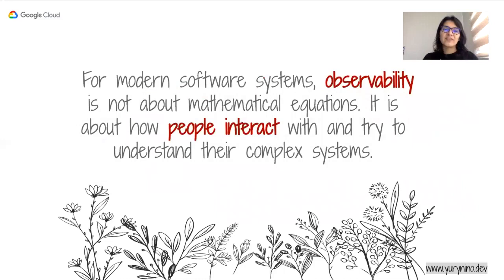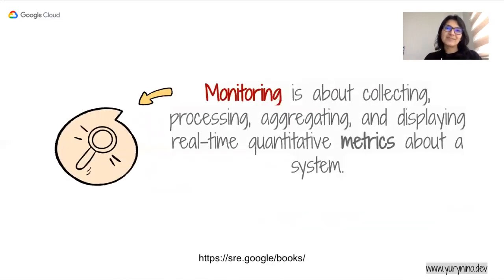Here, another important definition. For modern software systems, observability is not about mathematical equations. It is about how people interact with and try to understand complex systems. Observability is different from monitoring, and it is super important to understand why.